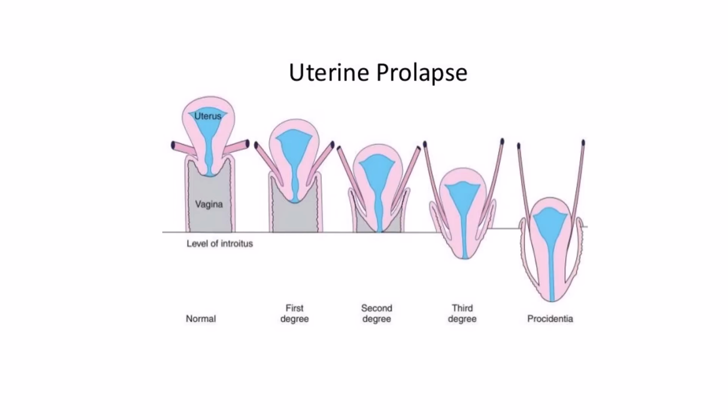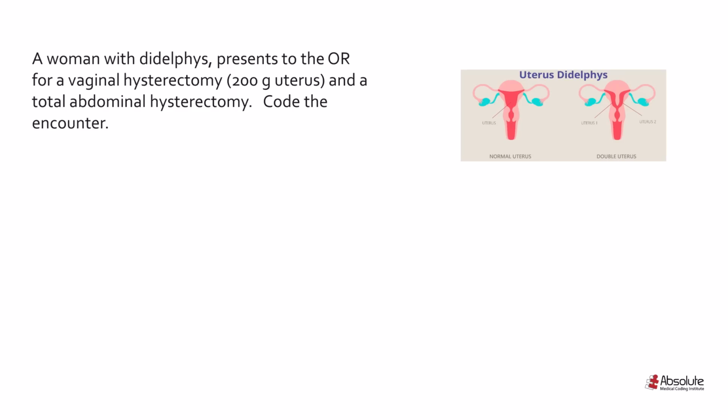Let's code it. All right. A woman with didelphys presents to the OR for a vaginal hysterectomy. She's going to have a 200-gram uterus hysterectomy, and a total abdominal hysterectomy. And you need to code the encounter. So if you'd like, go ahead and code it. If you don't know, I understand. Look up hysterectomy, and there you go. But the purpose of this exercise is to demonstrate modifier use.